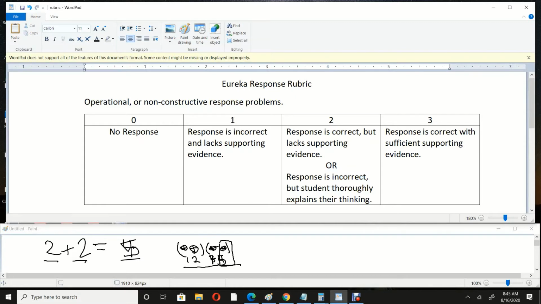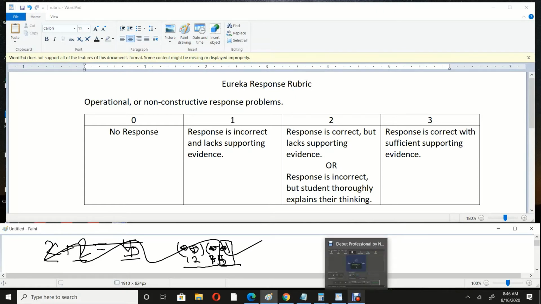All right. 1, your response is incorrect and it lacks supporting evidence. You don't want a 1 or a 0, okay? Most of the time with these, 1 is just you threw something down. Like you scribbled a 6 or something in there. You didn't bother even explaining what you did, okay? And then no response, obviously you're not going to get any points if you don't do any of the work. So, and I'm going to demonstrate how this applies in some more specific problems right now.